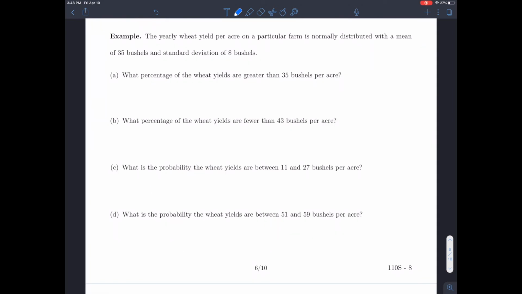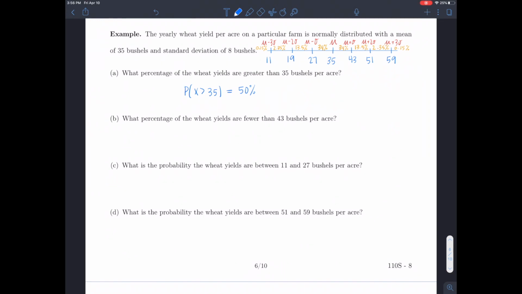In this example, we're given a normal distribution with a mean of 35 and a standard deviation of 8. And so if I were to draw that out on a number line, pretending that there's a normal curve on top of this line, then the center is going to be 35, which is the mean. And then within 1 standard deviation, I'm going to have 35 plus 8, which is 43, and 35 minus 8, which is 27.